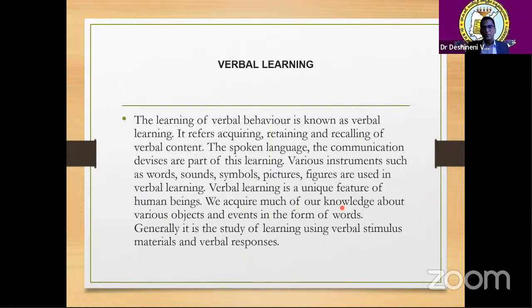It is one of the unique characteristics of human beings. We call human beings scientifically as Homo sapiens. So Homo sapiens' unique quality is verbal learning. We have to understand that we acquire much of our knowledge about various objects and events in the form of words. Generally, it is the study of learning using verbal stimulus materials and verbal responses. So when psychologists study verbal learning in the laboratory conditions, they use a lot of material which involves verbal stimulus materials and also verbal responses.